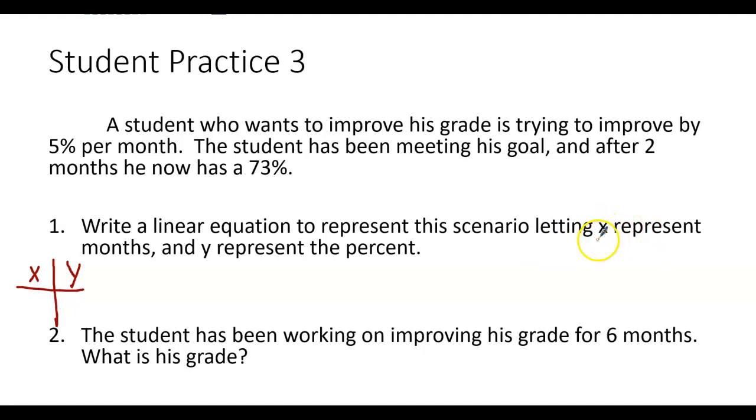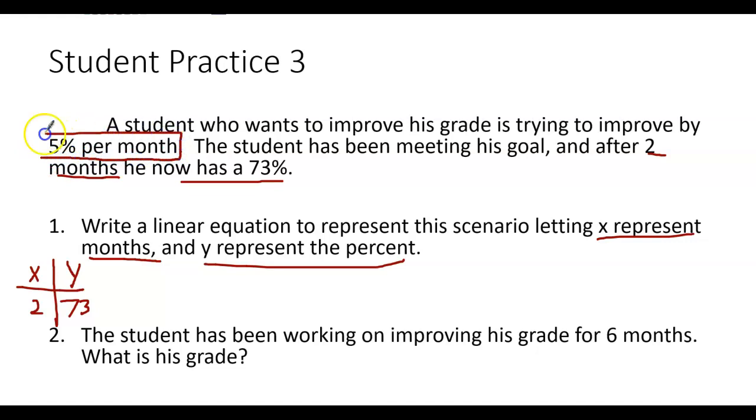So in this problem, the x represents months. Okay, so the only month they gave me is 2 months. That's right here, so we have 2. And the y value represents the percentage. So at 2 months, he has 73% left. Now you guys might have thought, wait a minute, isn't this a percentage? Well, yes and no.